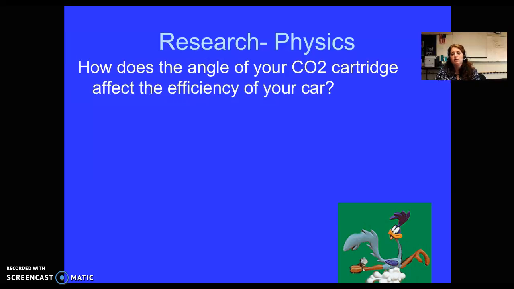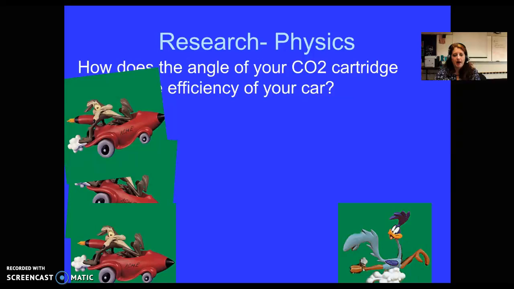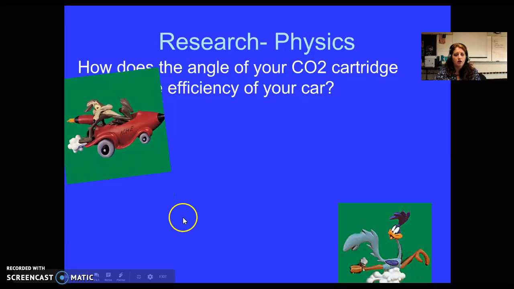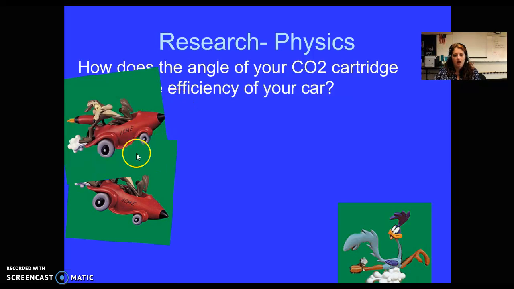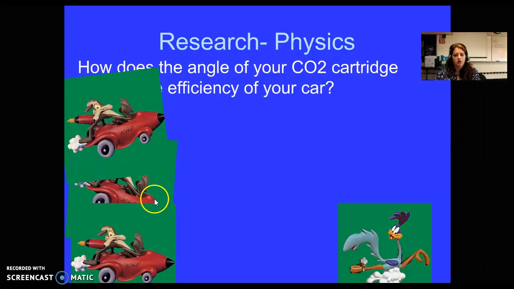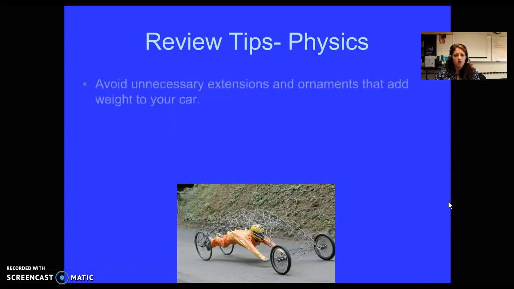The angle of your CO2 cartridge. Now this is something that's going to go in the back. So you can go so that it's pointing down, and look what happened. The front of the car goes up. If the CO2 cartridge is pointing up, the car goes straight down. If it's going straight across, the cartridge, the car stays level and goes straight across that way. I know it's kind of hard to see on those.